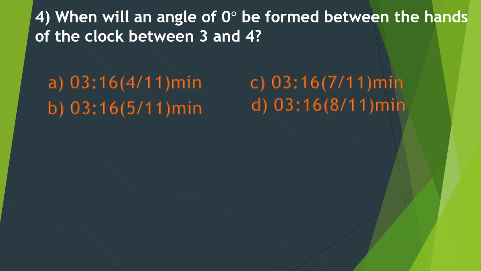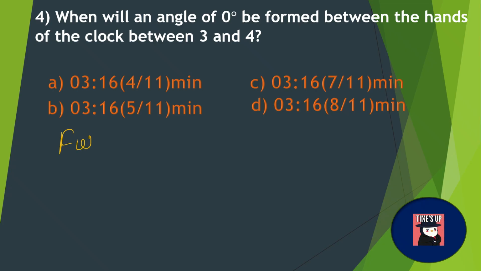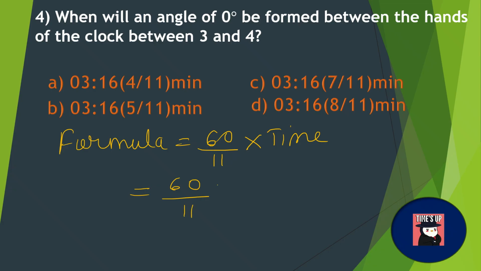Fourth question on your screen and your timer starts now. When will an angle of 0 degree be formed between the hands of the clock between 3 and 4? Formula is 60 by 11 into time. For time, you need to take the first time which is given. 60 divided by 11 into 3. It is 180 divided by 11.